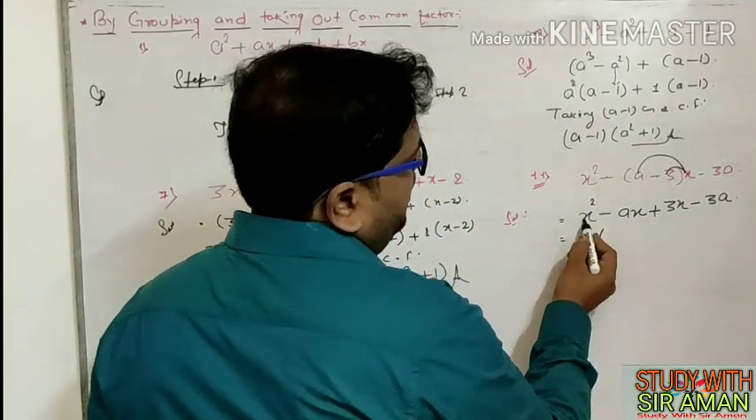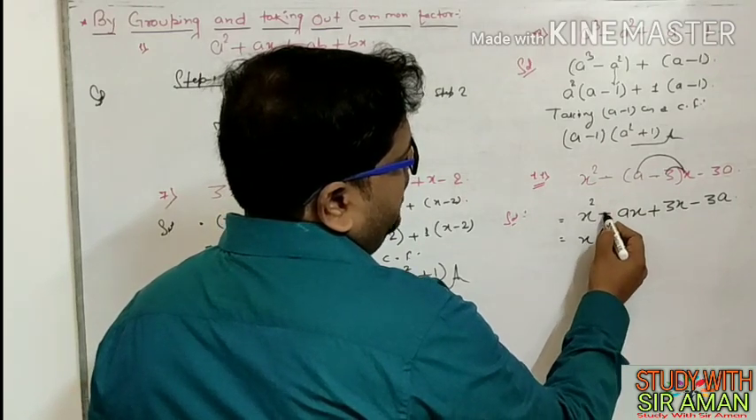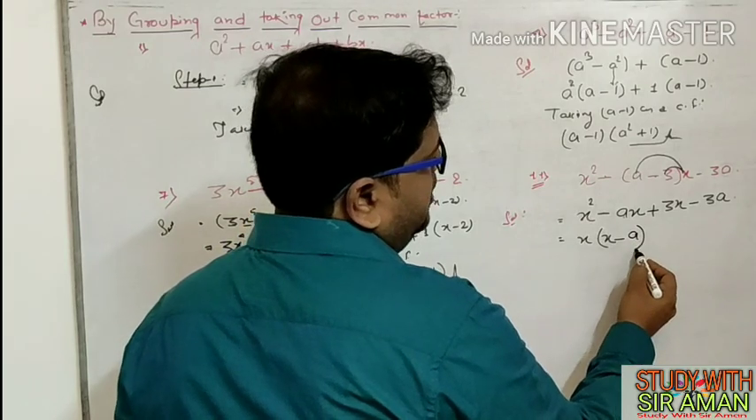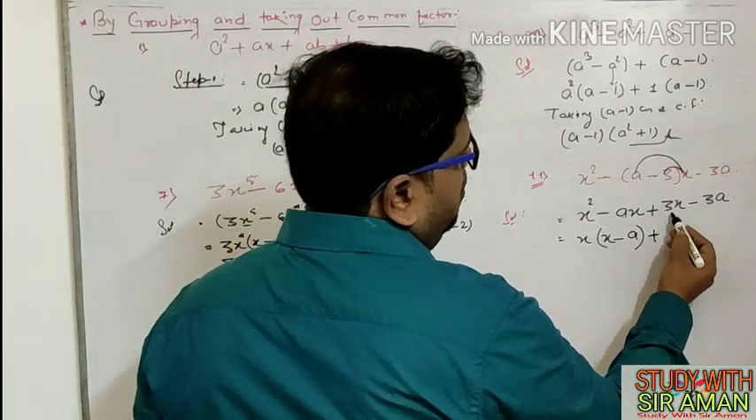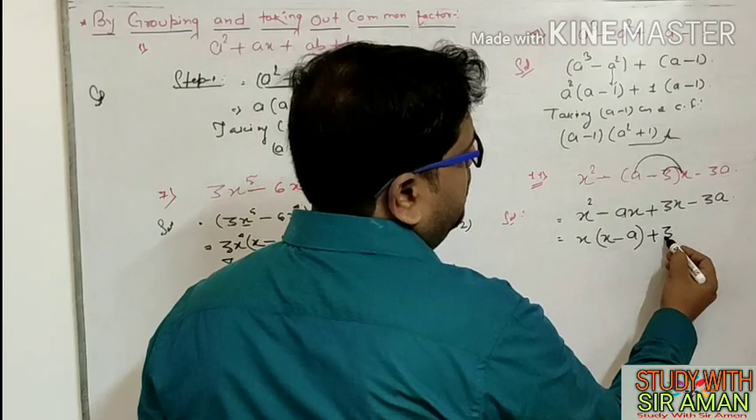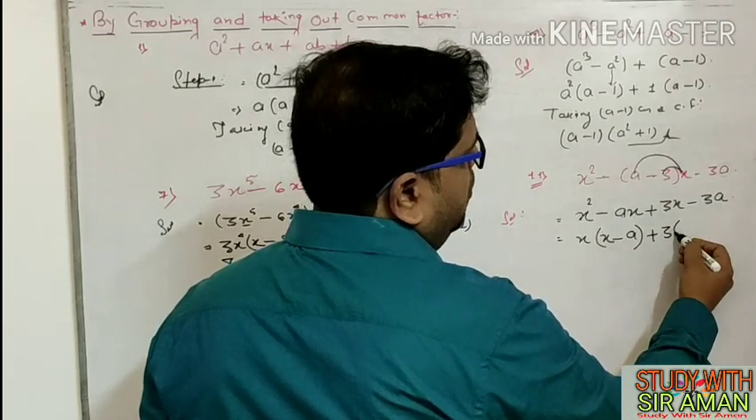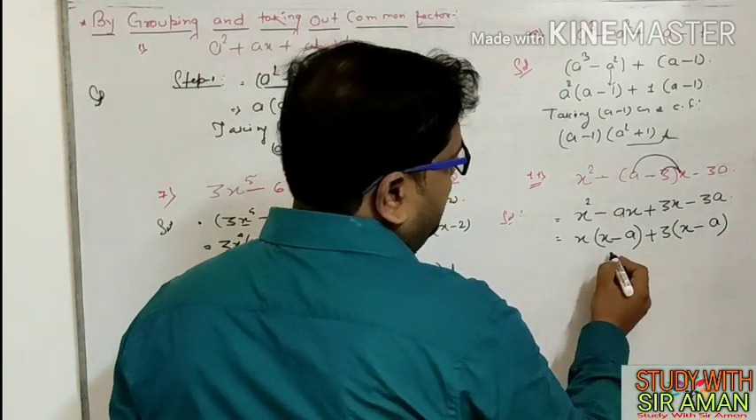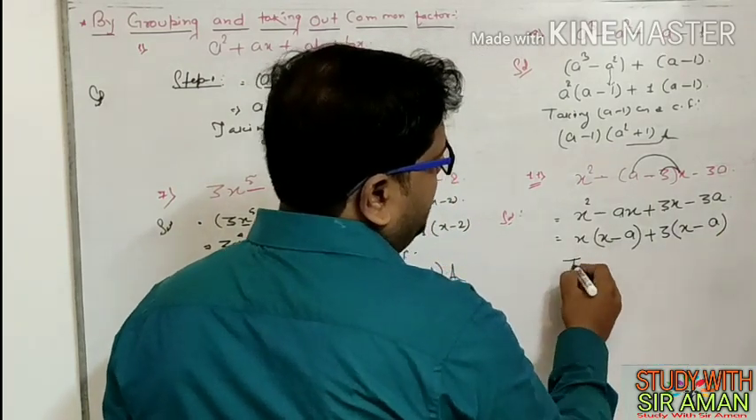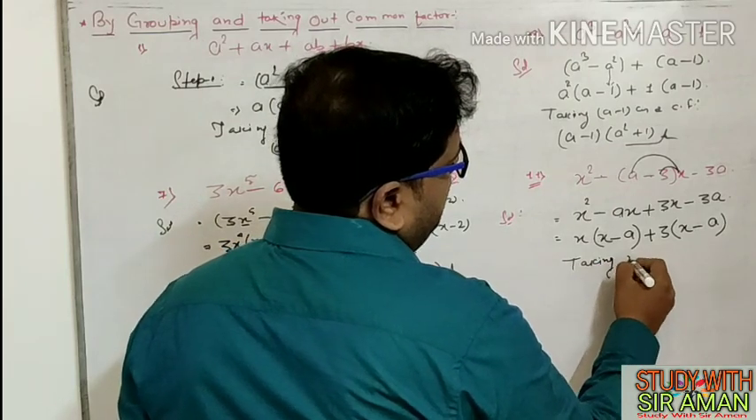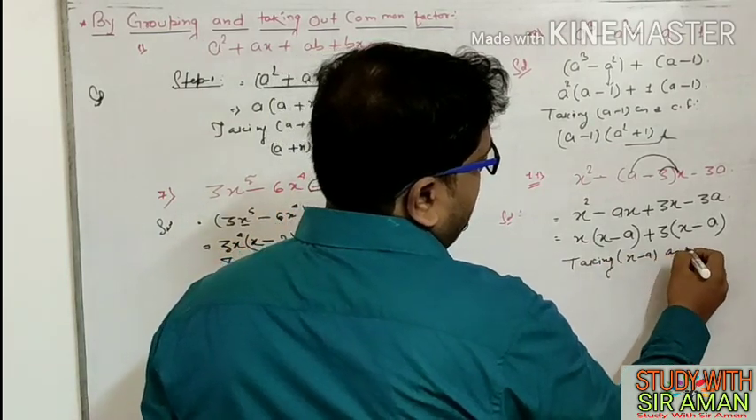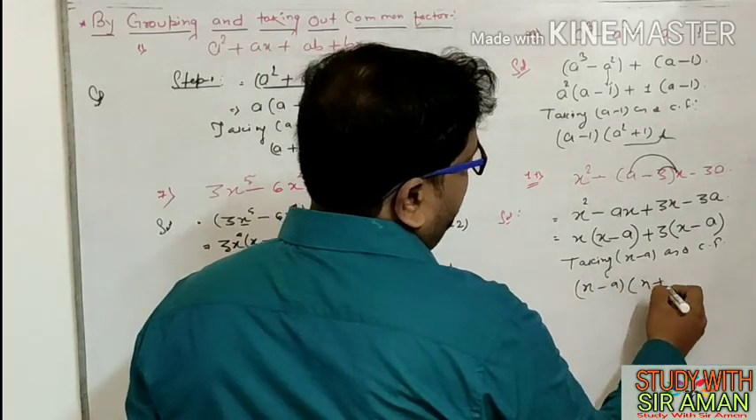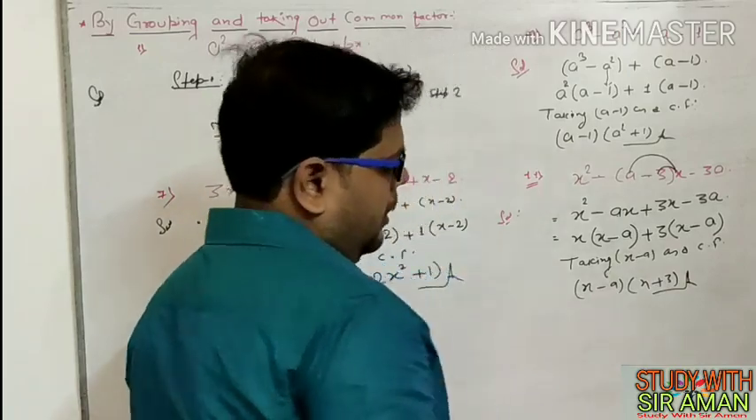Step 1. We can take x common. What is left here? X. What is here? Minus. What is here? A. This term is finished. Here is plus. What is common here? 3. Here is x, here is a, nothing is common. What is left? Here x minus a. Now x minus a, x minus a, we can take it common. Taking x minus a as a common factor. X minus a is common. X plus 3 is our required answer.